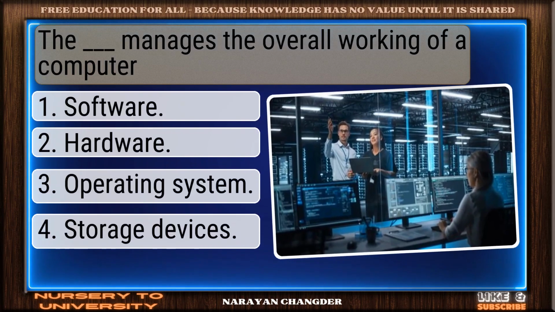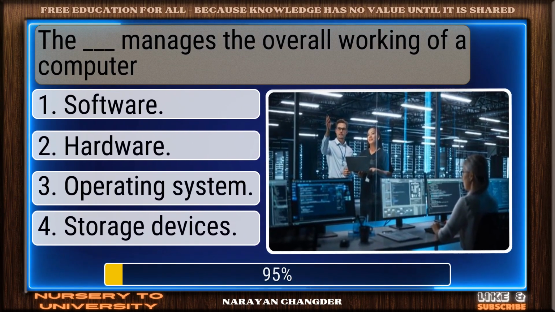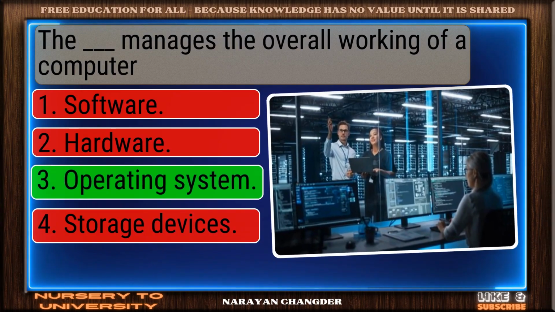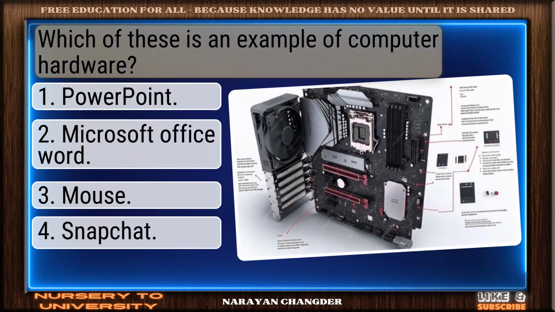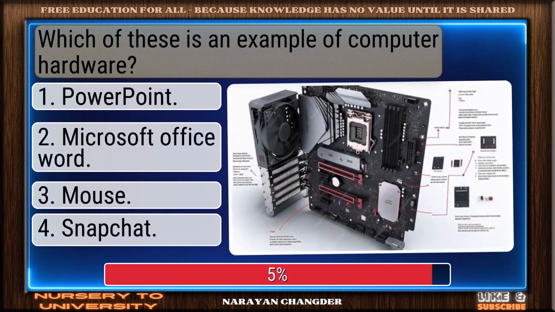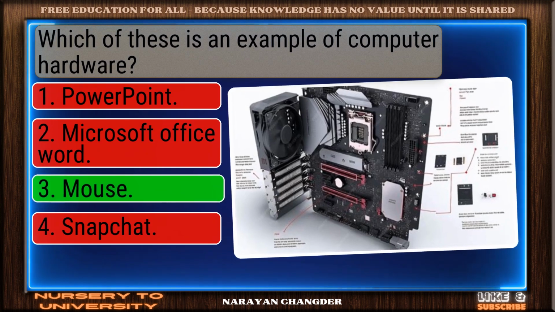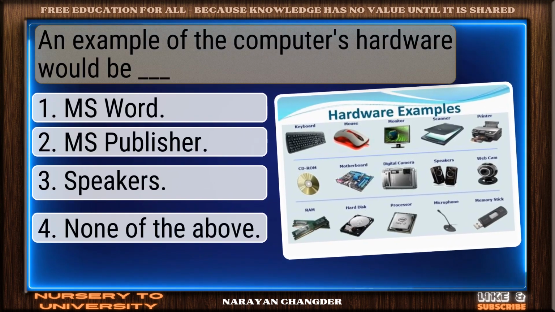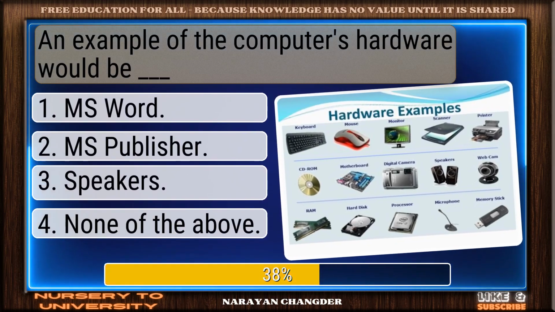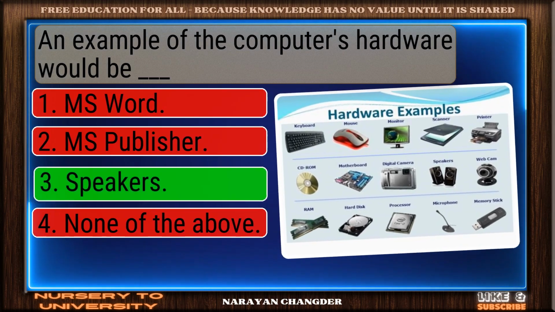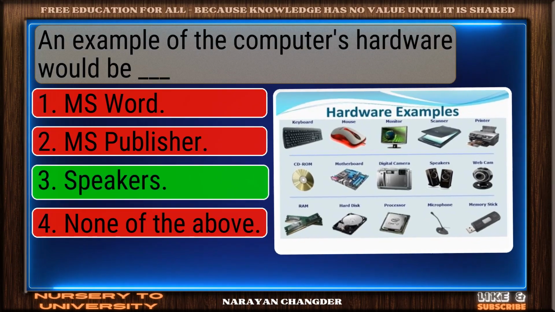The dash manages the overall working of a computer. Great job. Operating system is the accurate answer. Which of these is an example of computer hardware? Valid point. Mouse is true. An example of the computer's hardware would be dash. Right choice. Speakers is the best answer.